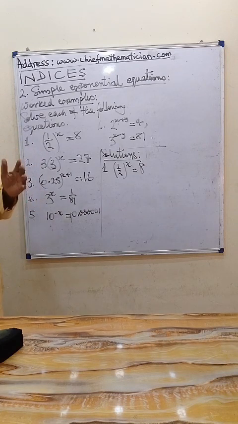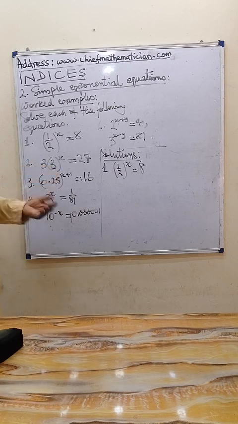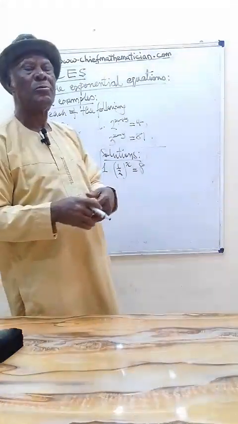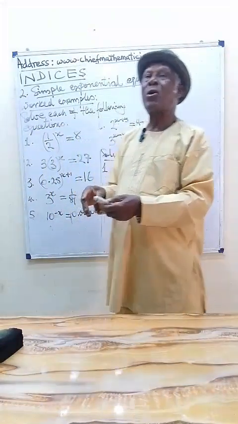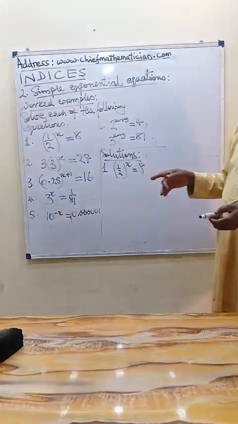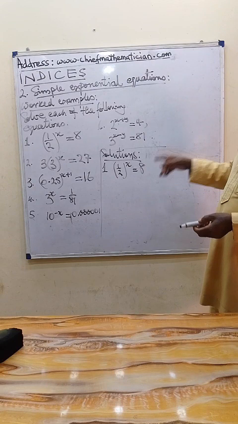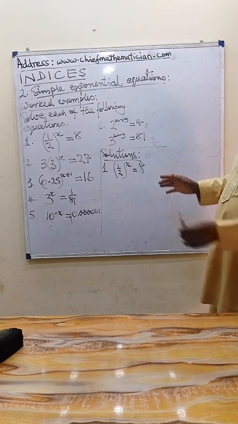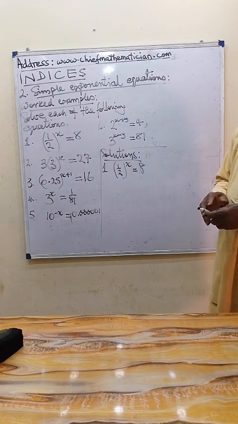We should always aim at putting both sides of the equation on the same base. That should be your aim. Because once they are on the same base, you equate the indices. That is the rule. So you have to make all efforts to see that both sides of the equation are on the same base.